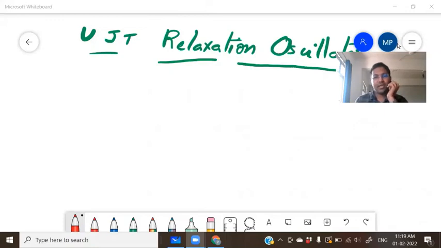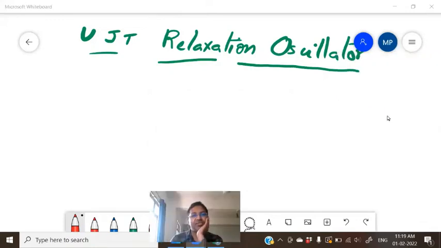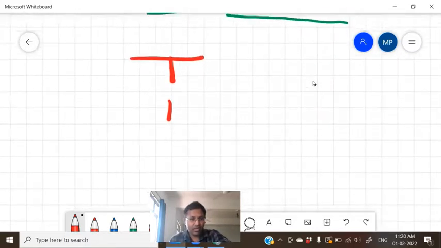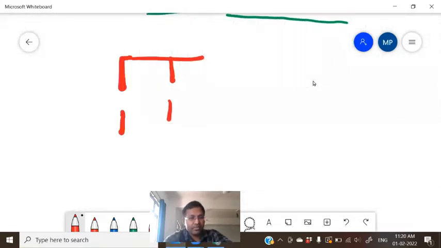In the previous class, we were discussing the UJT Relaxation Oscillator. As I told you, the circuit diagram is very simple, similar to that of your voltage divider bias, but with one difference. First, let us draw the structure similar to voltage divider bias.